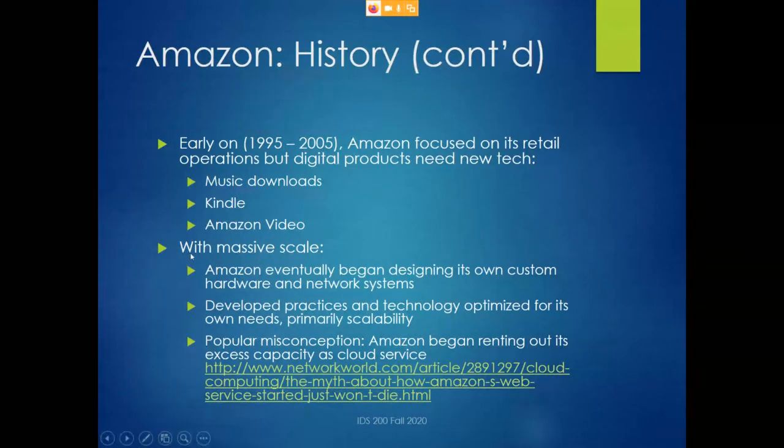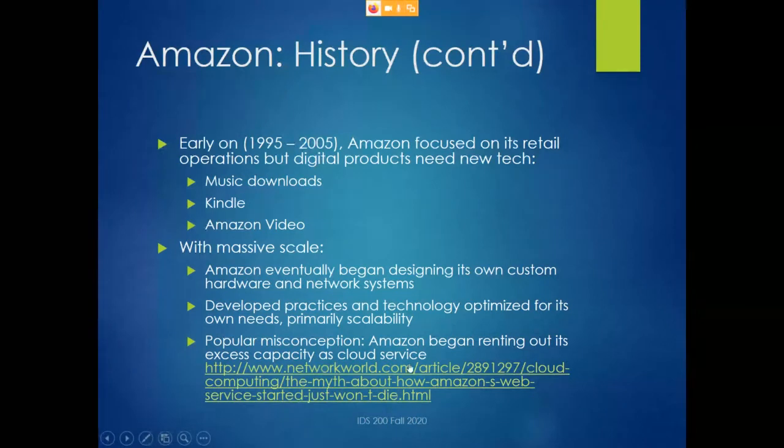So as Amazon got really big, eventually they had to design its own custom hardware and network systems, right? They got so big that they were growing so quickly, there wasn't anybody in the world that could operate as consultants for Amazon. They just said, well, we got to do it ourselves if we're going to keep up. So they developed practices and technology that were designed for their own needs, and the big one was scalability. When your business is doubling every year, that's what everything's going to be geared toward. You're going to be geared towards a system that's extremely flexible, and you can add on new capacity and still have everything be operational in the meantime.